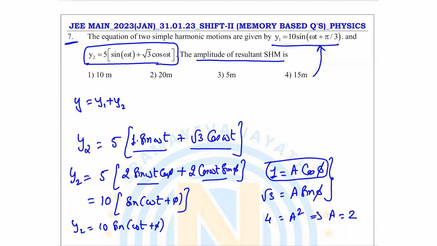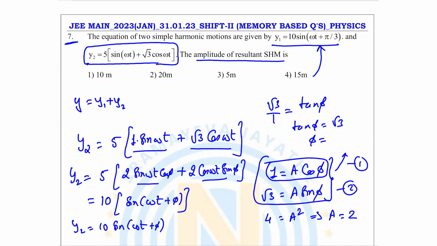I need to find phi also. To find phi, I'll divide them. So if I divide equation 2 by equation 1, root 3 over 1 is equal to tan phi. So tan phi is root 3. Tan phi is root 3, that means phi is 60 degrees. Or phi could also be in which other quadrant tan phi is positive? So third quadrant. So the answer could be in the third quadrant also. But if you look at these two expressions, both sin phi and cos phi have positive values.